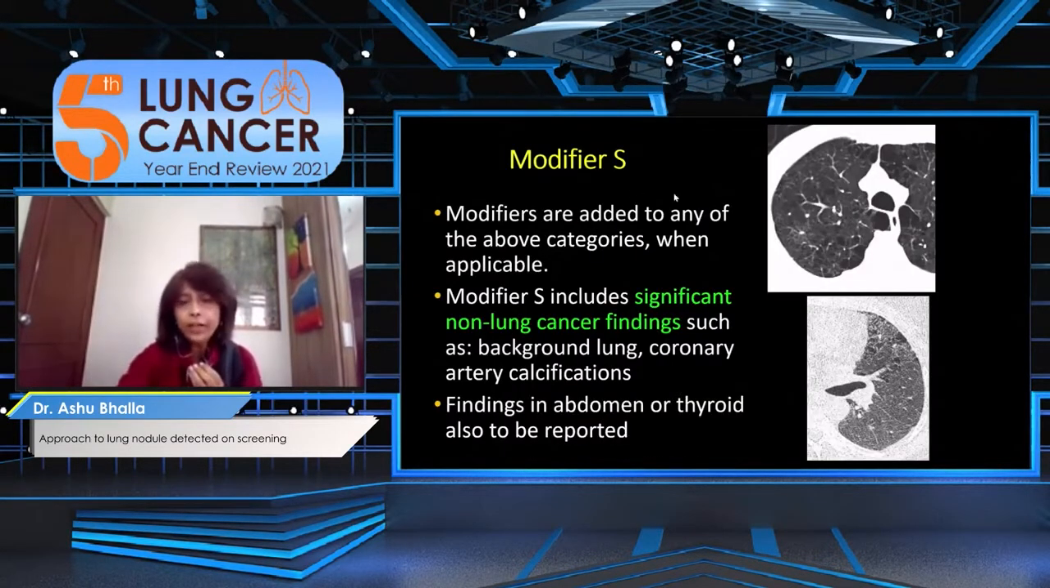There is a modifier S, which means that when you do lung CTs in smokers, you are going to pick up so many other things. You will pick up emphysema, you will pick up ILDs such as RB-ILD, DIP, UIP, and you will pick up coronary artery calcification. So all these can be added in the modifier S. In addition, if you pick up things in the abdomen and thyroid, which have been included in the scan, those also go under the modifier.